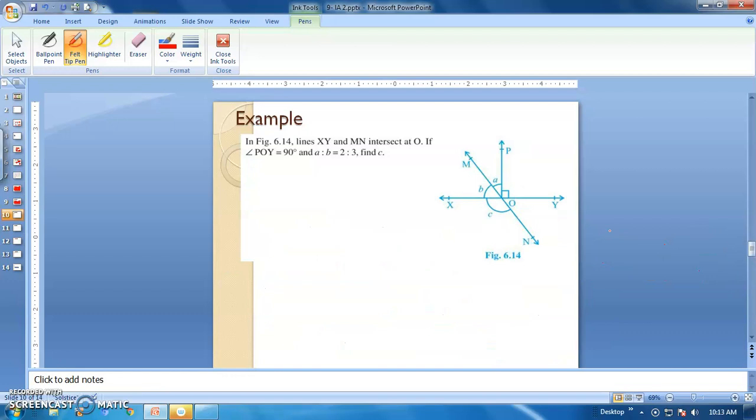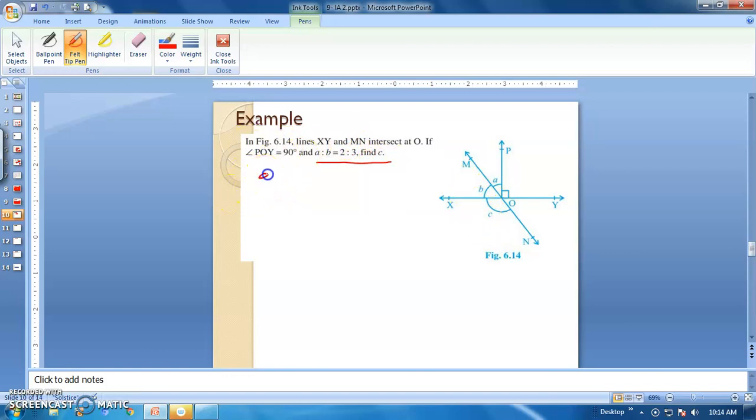So in the figure, the lines XY and MN, actually here XY and MN are two straight lines that intersect at the point O. If angle POQ equals 90 degrees, already given here, and A:B equal to 2:3, find C. So that is a given value, right? A:B equal to 2:3 is given here, and they are asking to find out the value of C here.